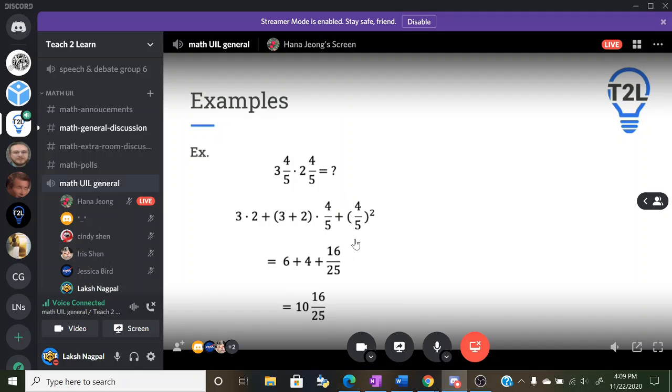And then the last part, you just square the fraction, or multiply it by itself again. So that's 4 squared over 5 squared, which is 16 over 25. And then you can just combine the sums to get 10 for 6 plus 4, and then combine the fraction to get 10 and 16/25.